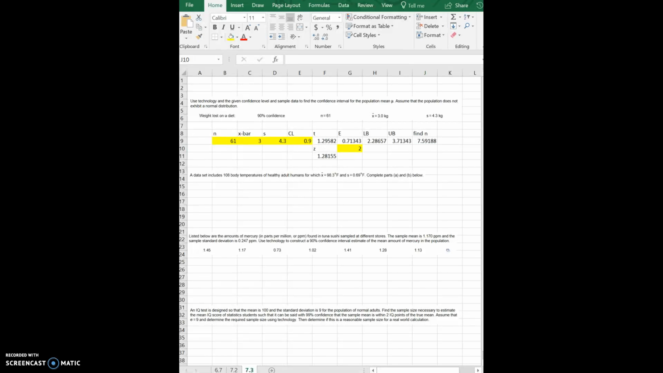Then you'll do it a little bit differently, and I'm going to show you how to do that right now. It's really easy. It's the same, really. It's going to be the z times your standard deviation divided by the square root of n. So your error is going to be equal to your z-score times standard deviation divided by the square root of n.